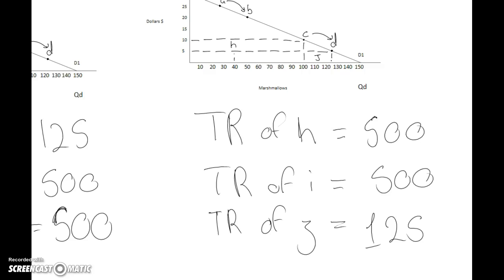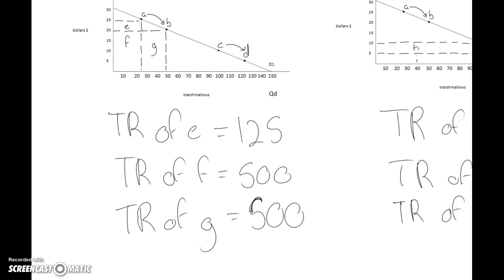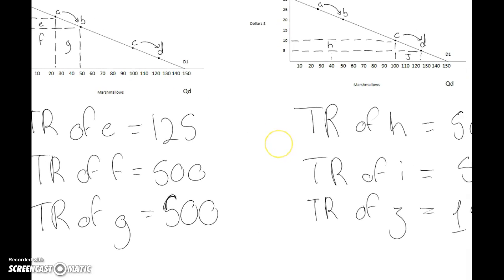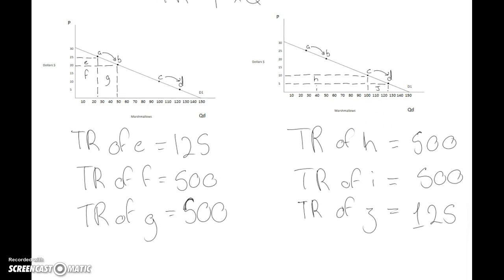This is because from E to G, the G box is bigger than the E box. That means that the total revenue is bigger. And the same thing from C to D, the H box, sorry, is bigger than the J box. This means that, as we can see here, as you move closer or further away from the middle of the graph, the total revenue will lower or increase.